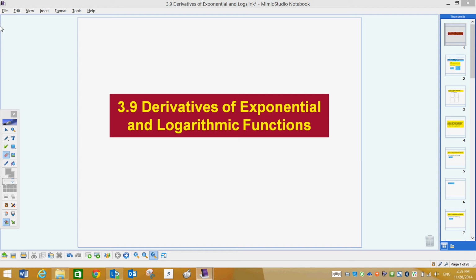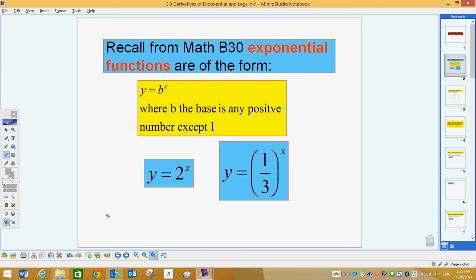In today's lesson, we're going to study section 3.9, which is the derivatives of exponential and logarithmic functions. I've decided to break this section into two parts, so today we'll just study the first part, derivatives of exponential functions. If you recall from pre-calculus 30, exponential functions are functions of the form y equals b to the x, where b can be the base of any positive number except 1.